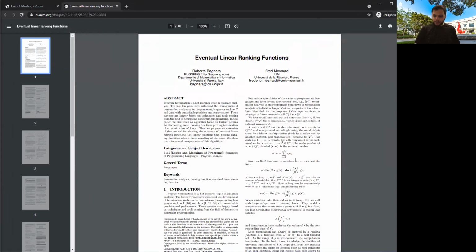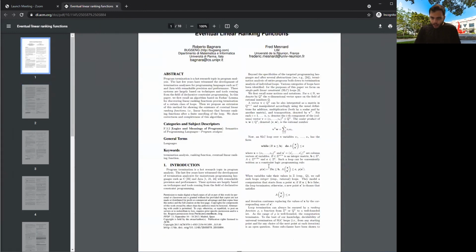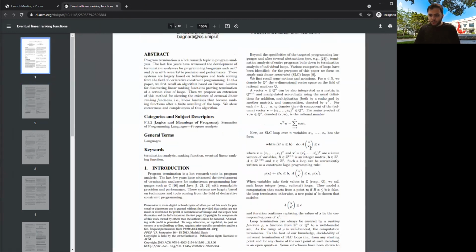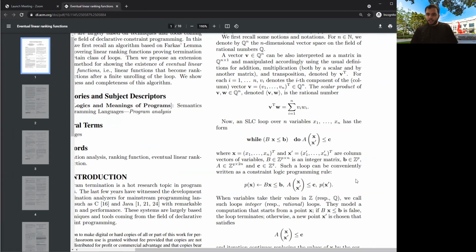So first of all, what this paper does is that it looks into loops of a very special form. It looks into loops where the constraint of the loop is a bunch of linear inequalities. And also inside the loop, we have some sort of non-deterministic assignment. The only rule is that our non-deterministic assignment should satisfy a bunch of linear inequalities.